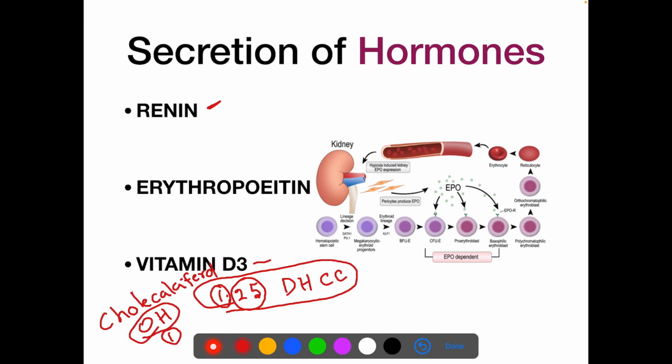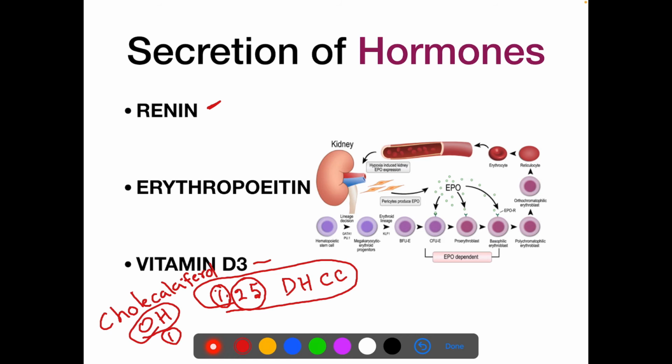The hydroxylation at position 1 occurs in the kidney. The other one, at position 25, occurs in the liver. When this hydroxylation at position 1 occurs in the kidney, only then will this vitamin D become the active form of vitamin D, which is the most potent form. So that is the function of the kidney, that is, hydroxylation of cholecalciferol at position 1.